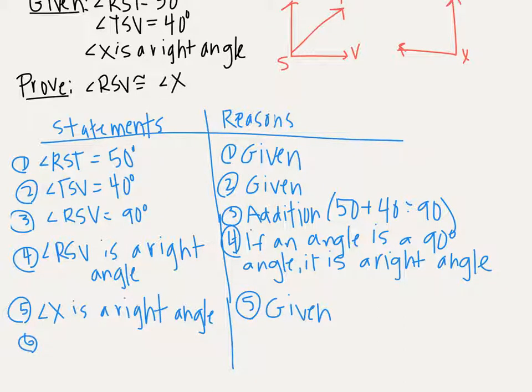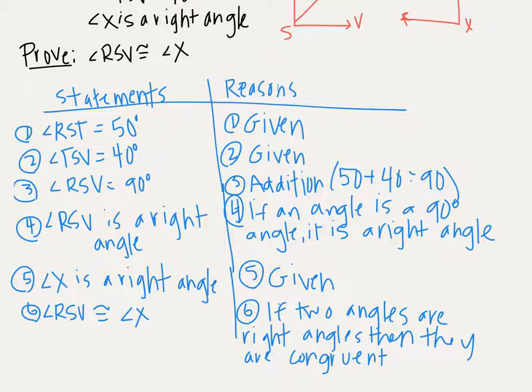And statement number 6 is angle RSV is congruent to angle X. Pause the video if you need to. Tell me why that's true. The reason is our friendly theorem. If two angles are right angles, then they are congruent. So again, here we are using our theorem, which we have proven to be true, to solve a problem.